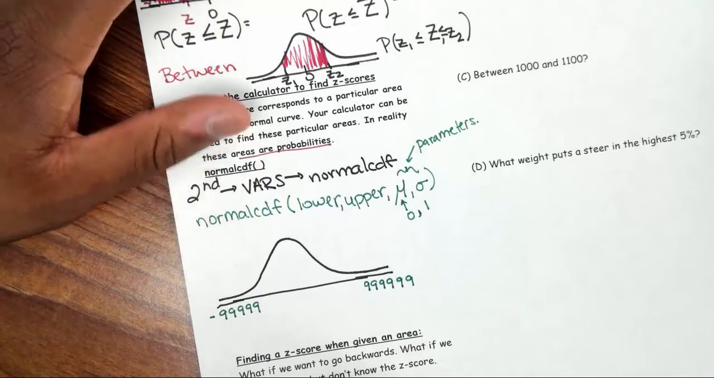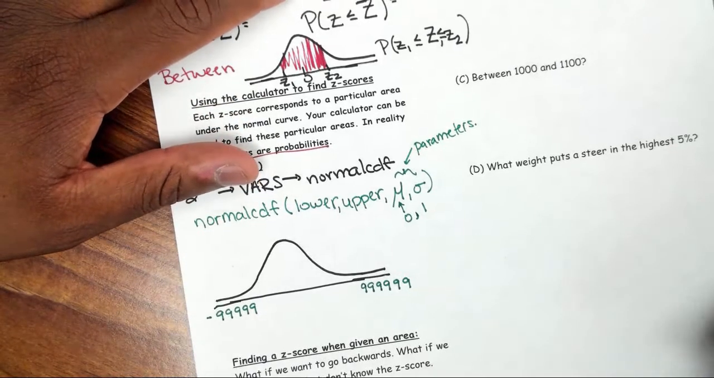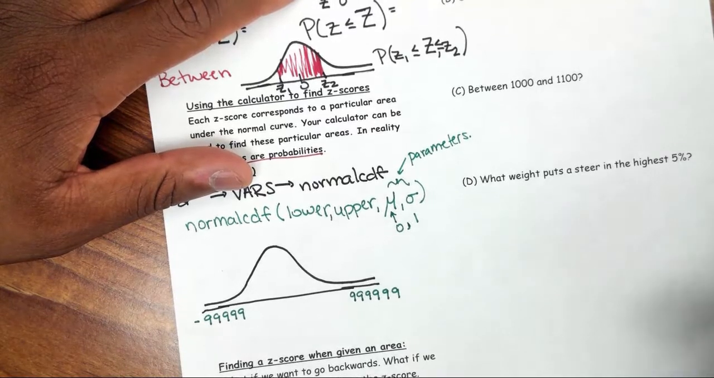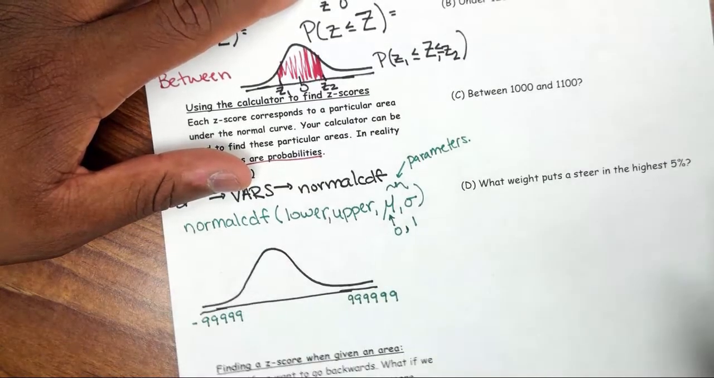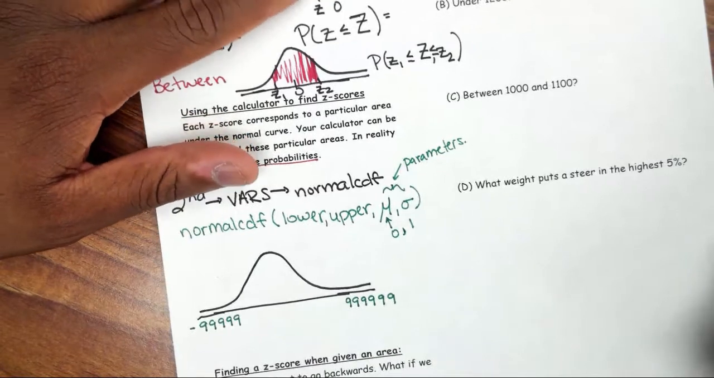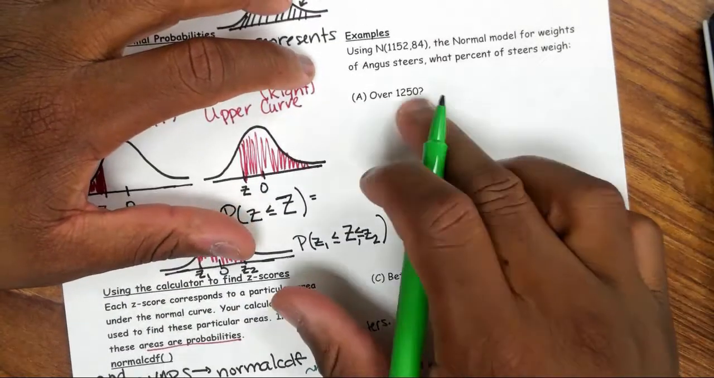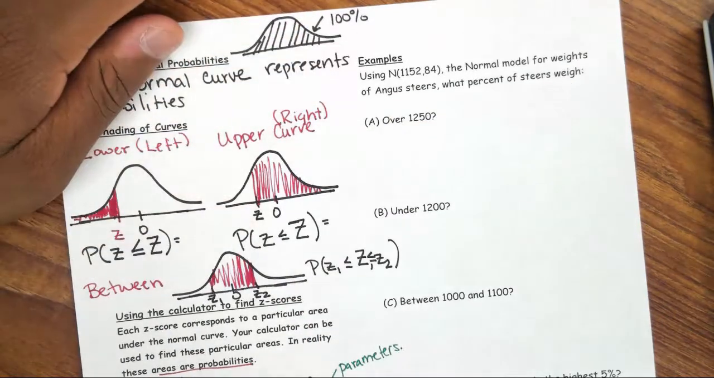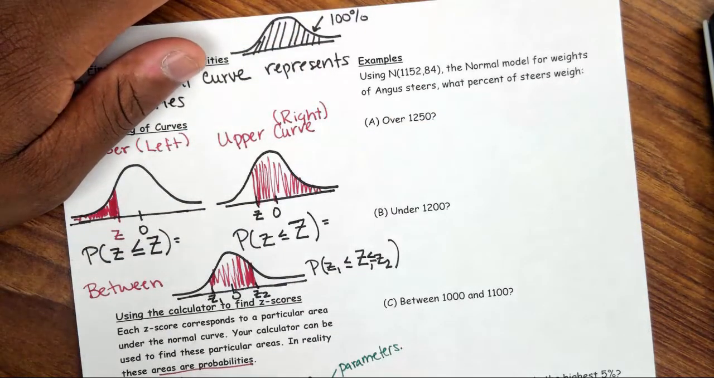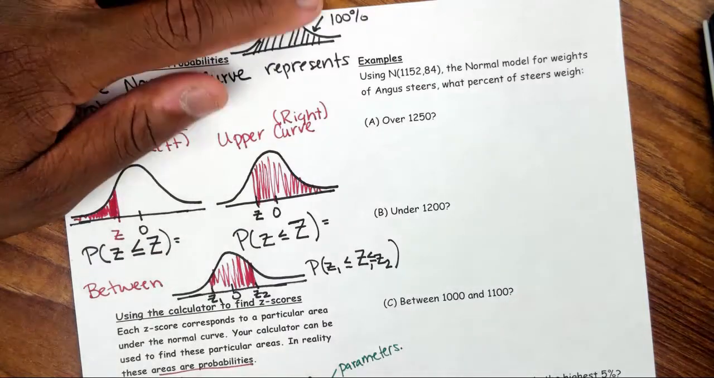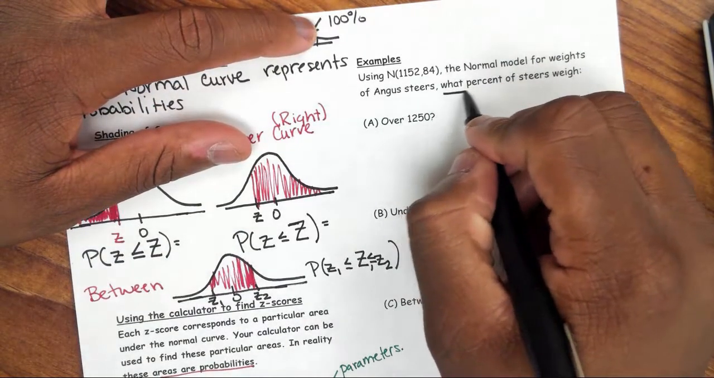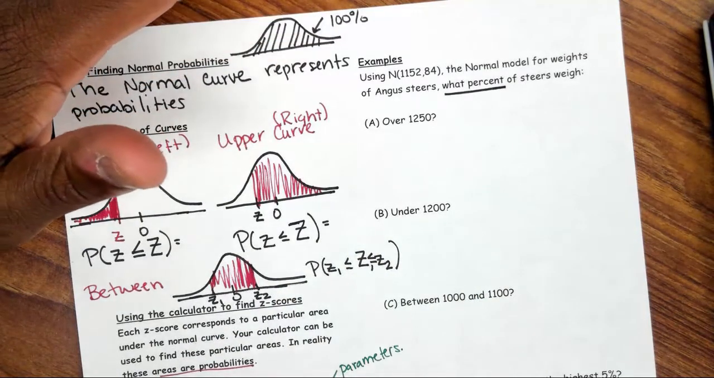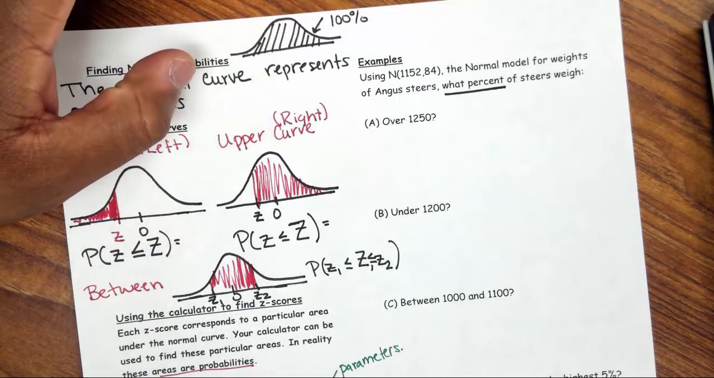We're going to do this example starting with this problem over here. It's talking about the weights of Angus steers. And in this problem, we're going to look at how to actually input this into the calculator and how to calculate the area for it, all right? So this says, using a normal model with a mean of 1,152 and a standard deviation of 84 for the weights of Angus steers, what percent of steers weigh? So this right here tells me that I'm going to start calculating actual areas. The word percent or proportions, or when you see probabilities, that means you're calculating the area underneath the normal curve.